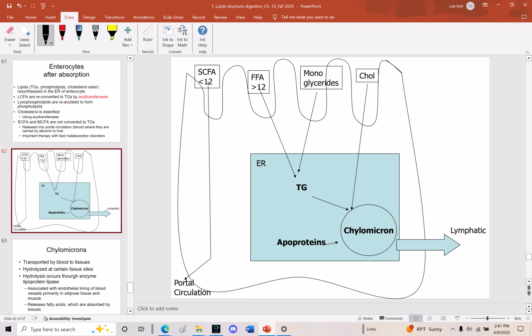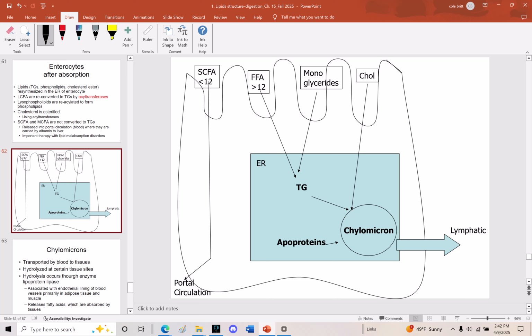And so the chylomicron, again, goes into the lymph first. It ends up in the blood, and the one job of the chylomicrons is to deliver triglycerides to tissues from the intestinal tract. So it carries digested dietary lipids from the intestinal cell to the tissues to deliver triglycerides.